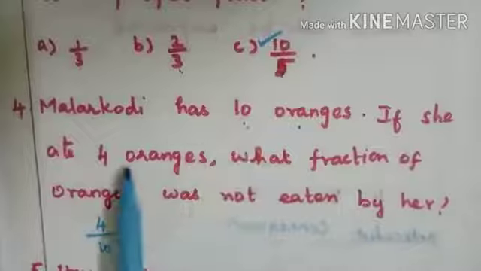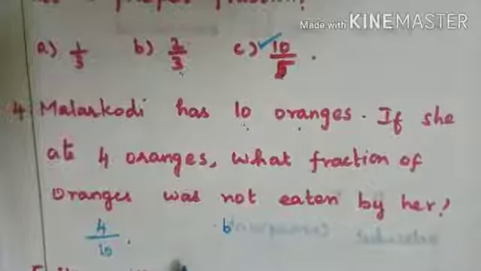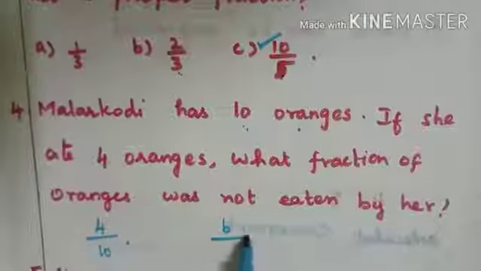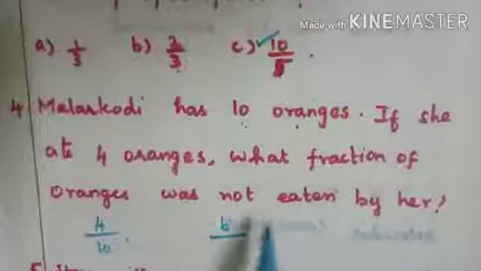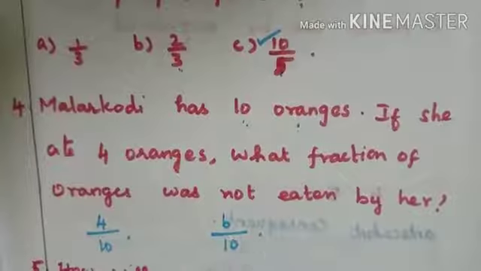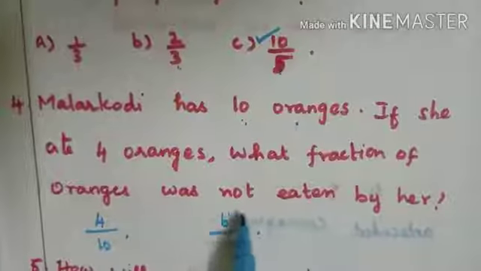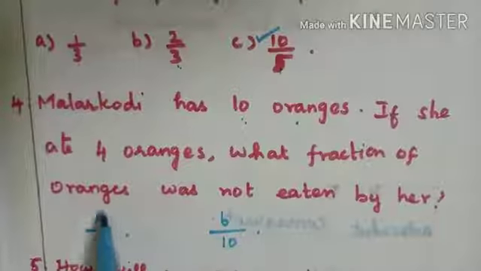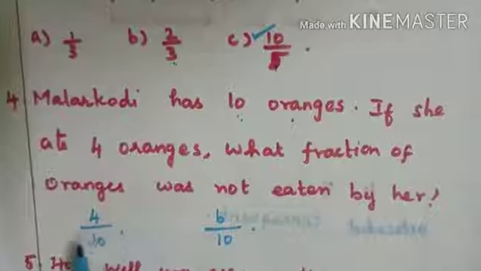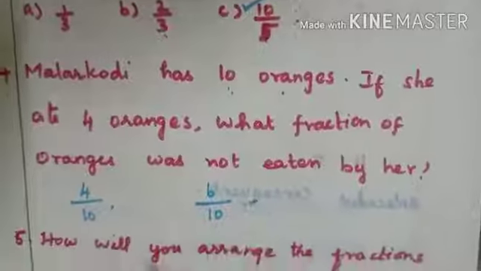So 10 minus 4 will be what? 6, isn't it? Therefore 6, and we have to write it as a fraction. So 6 by 10 is the answer. Therefore, the fraction 6 by 10 of the oranges was not eaten by her and 4 by 10 of the oranges was eaten by her. So this will be the answer.